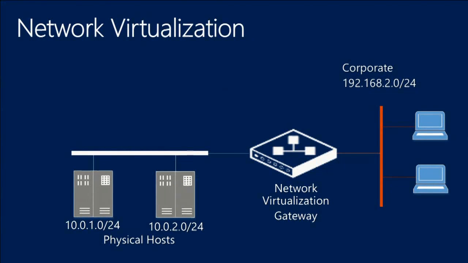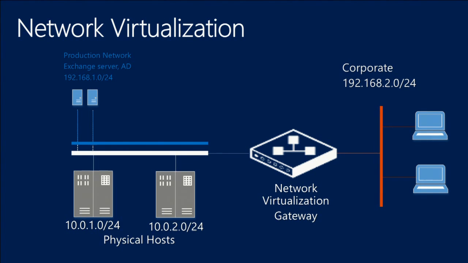When we talk about network virtualization, since it is still new, I'll give you a little overview of how the technology works. You have a physical network that your hosts are connected to. They have their physical address space that they use to send packets on the wire. And they use a gateway that connects them to the rest of the network. This gateway is a special gateway. It's called a network virtualization gateway.